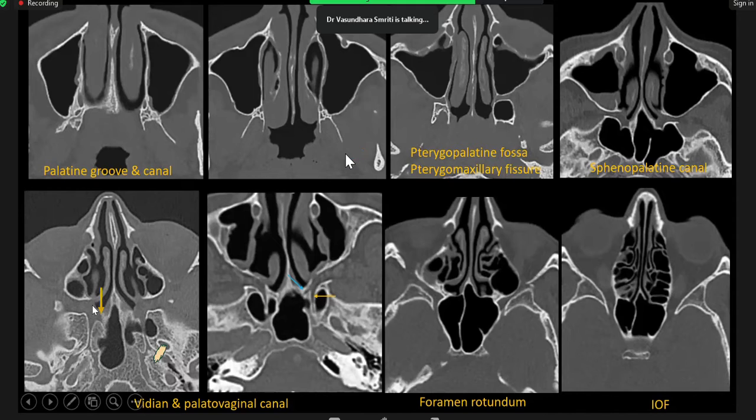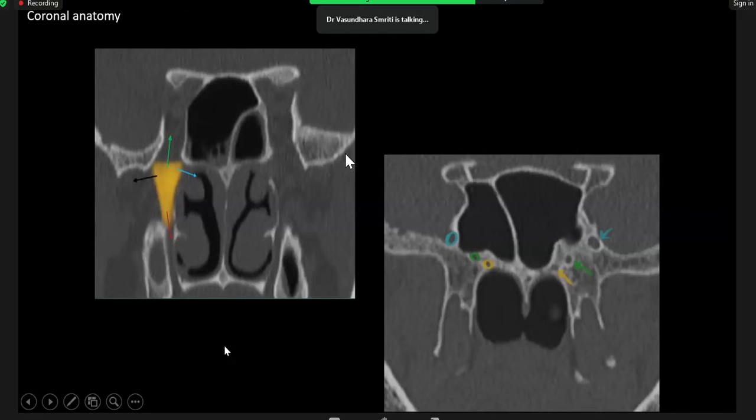And superiorly, this fossa will continue as the inferior orbital fissure. So this is the normal anatomy through which the nerve travels. From the palatine canal superiorly, this is the continuation of the pterygopalatine fossa. It will continue superiorly into the inferior orbital fissure, laterally into the pterygomaxillary fissure and sphenopalatine.